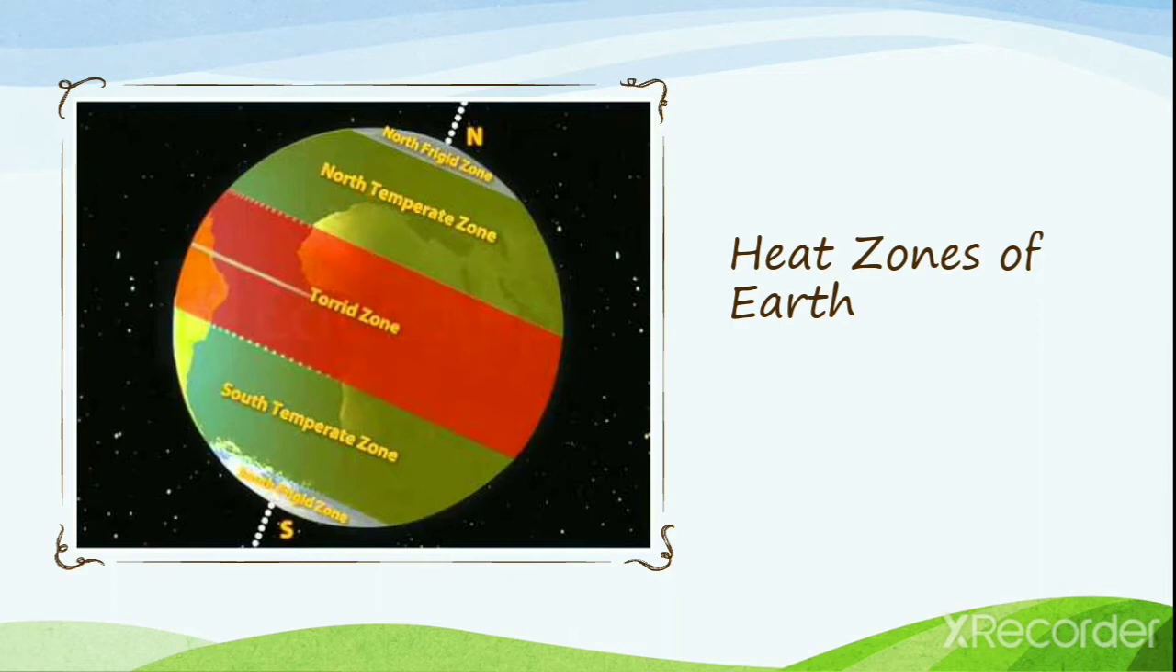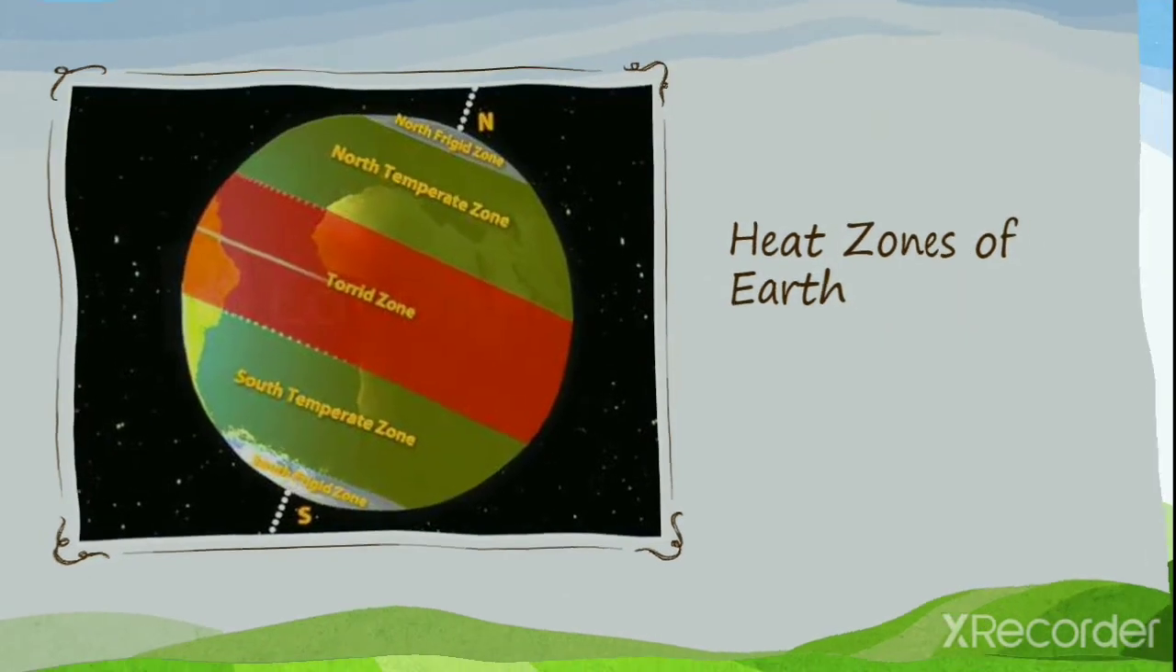The frigid zone is the region where you can find the temperature always below or nearing 0 degrees Celsius. In the northern hemisphere, the frigid zone extends between the Arctic Circle and the North Pole, and in the southern hemisphere, you can find it between the Antarctic Circle and the South Pole.